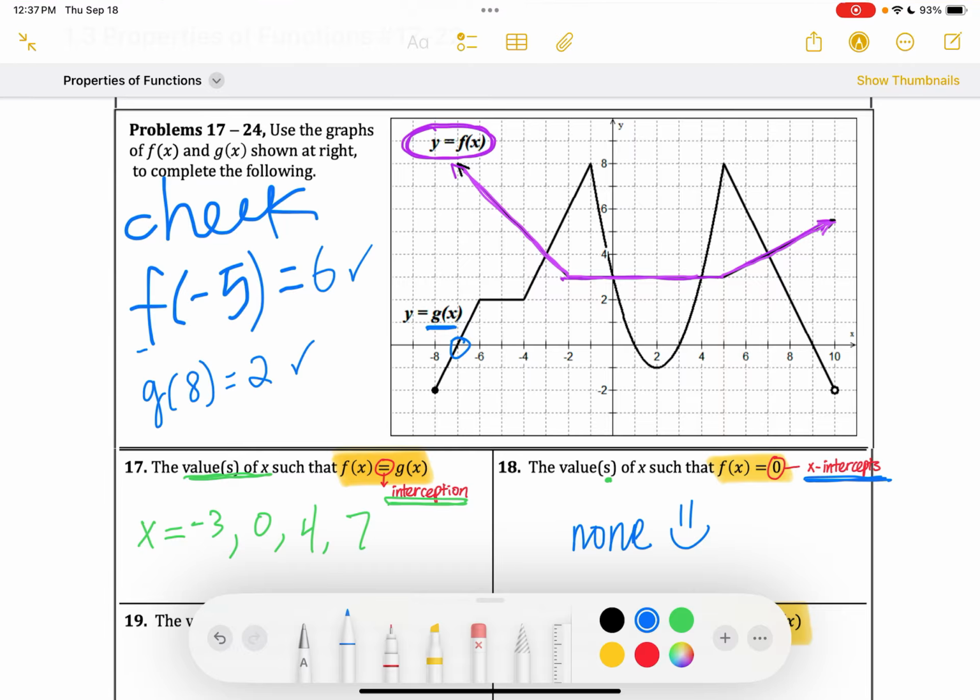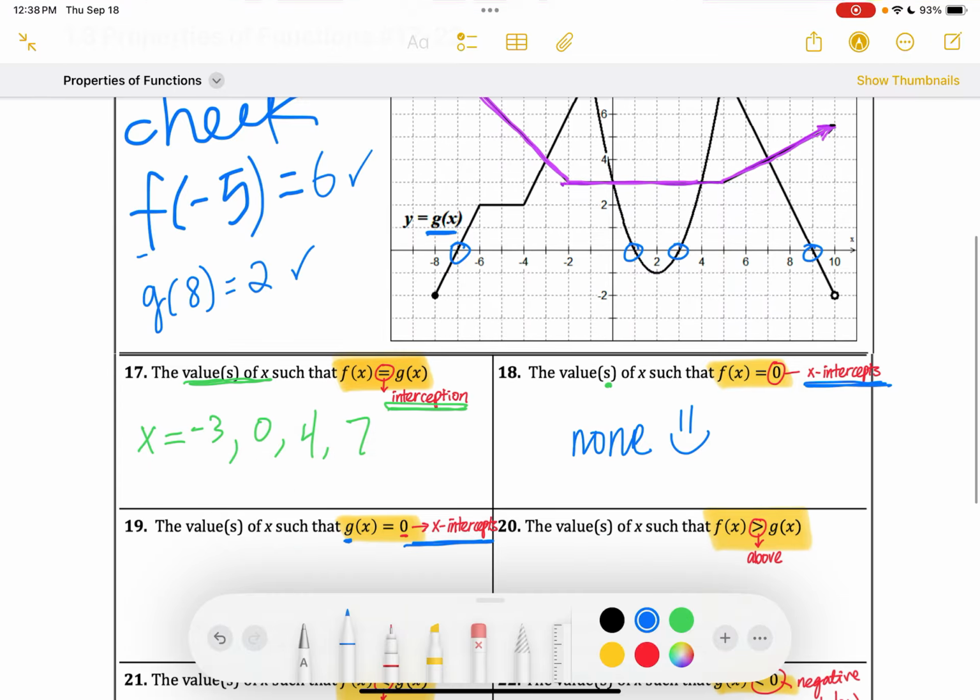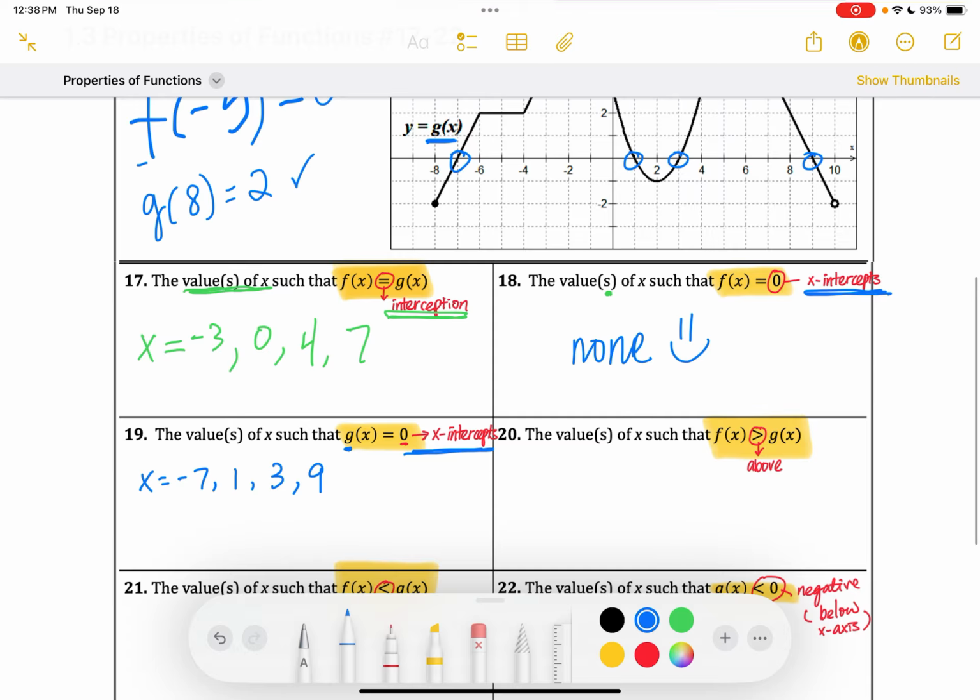I got one here, I got one here, one here, and one here. So what will be my x value? As you see, I got x equal to -7, I got x equal to 1, I got 3, and one more, 9. And this is what we mentioned: when it's a picture, the answer is in the picture. Good. All right, moving on, 20.